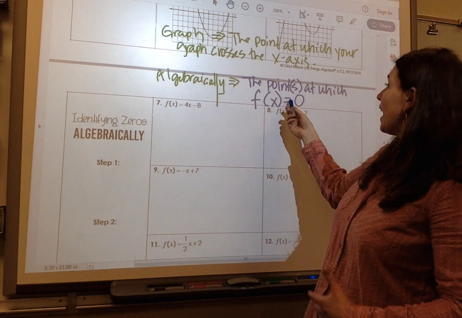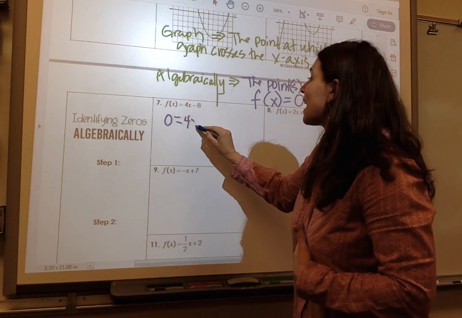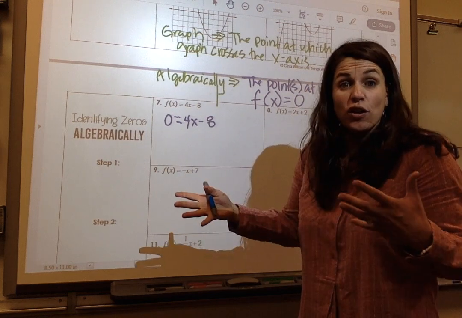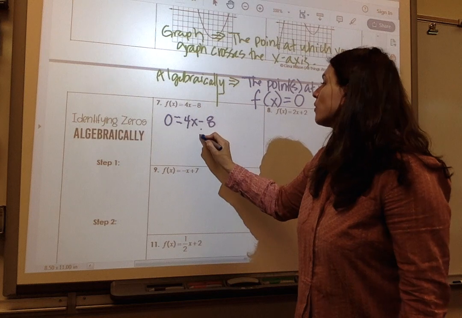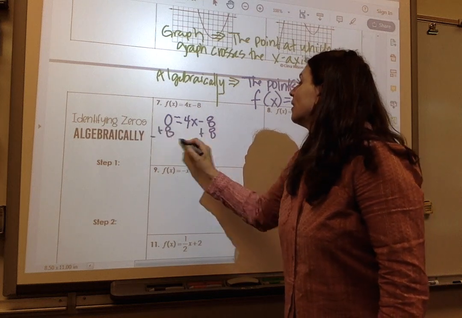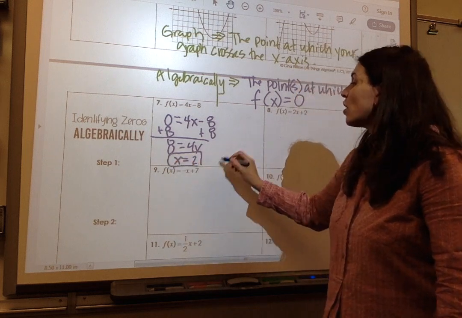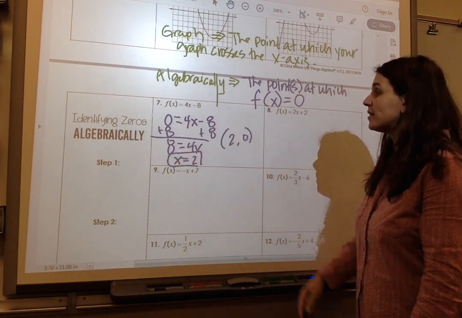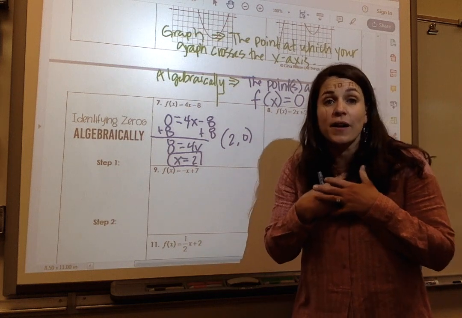So when my output is 0, it's asking me to solve for my value of x. That's all it's asking me to do. It's saying, what is x when my output is 0? So I'm going to add 8, and I get 8 equals 4x, and then, of course, x equals 2. So when x is 2, my output is 0. So all of these outputs are 0. It's asking me to find x.